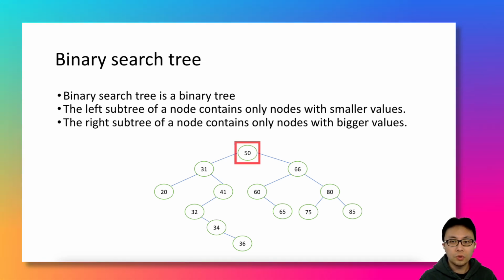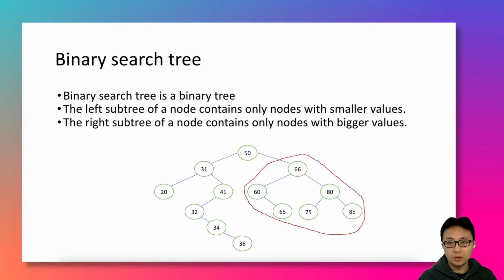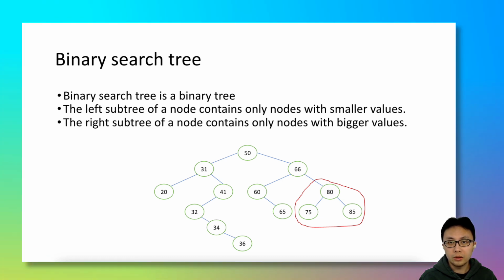For example, if you focus your attention on the root node with a value of 50, all the nodes in its left subtrees are smaller than 50, and all the nodes in its right subtree are bigger. For another example, you can focus your attention on the node with a value of 66, right here. Its left subtree only contains nodes that are smaller than 66, and its right subtree only contains nodes that are bigger. Just to be sure, a binary search tree doesn't contain duplicates, or say nodes with the same values. We will assume that every node is unique, or say the values of all nodes are different.